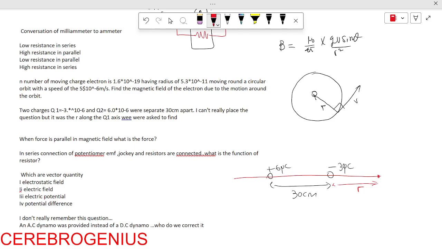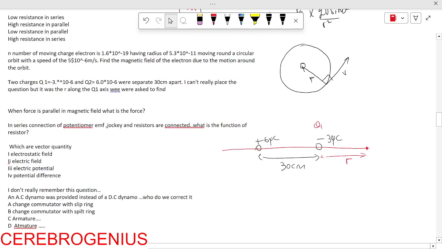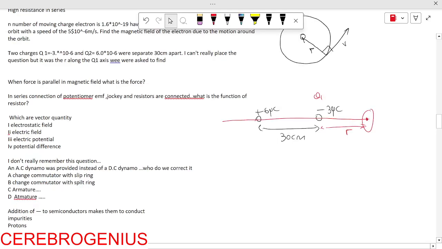Now this is another problem. Along the Q1 axis, the question is not well worded. For them to mention Q1, and this is Q1, that means we should find the distance from these 3 microcoulomb where the resultant field will be zero. I'm just making an assumption since I don't know what the question is. So what we have to do is find the strength of the field at this point due to the 6 microcoulomb, do the same thing for the negative 3 microcoulomb, then equate the two values, then solve for R. So due to the 6 microcoulomb, let's say E6, that's KQ over R squared.